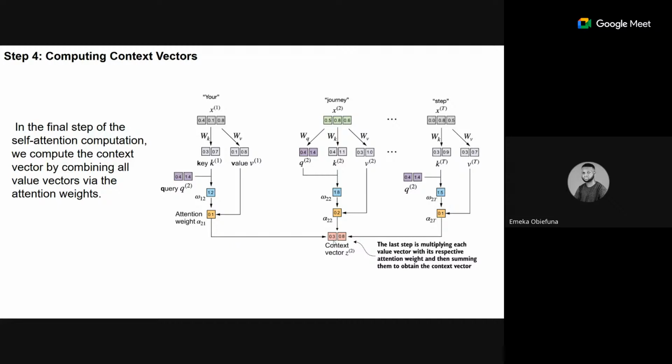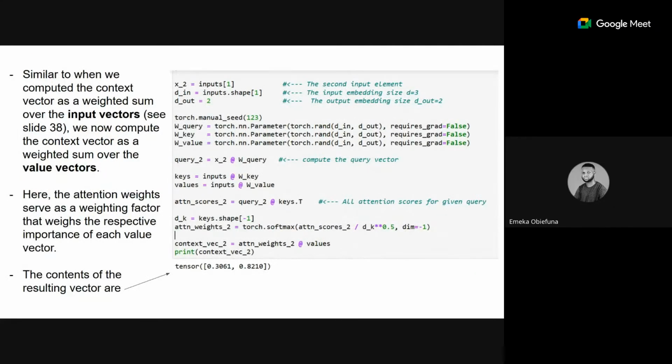So after you are done multiplying the attention weights with the input vector for each and every one of them, you have to add everything together to get your context vector. It's similar to what we did in the first attention mechanism that we saw. So that's exactly what's happening here.